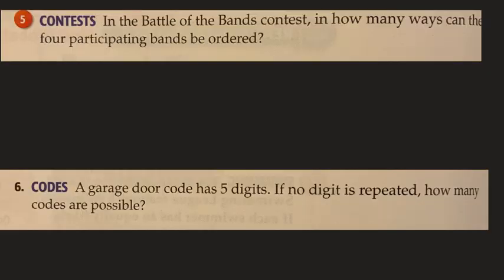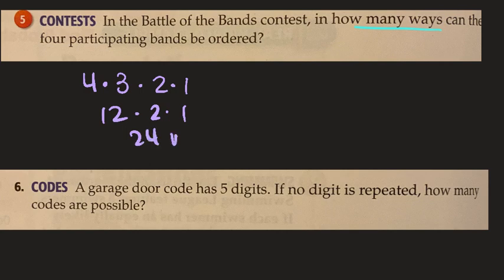All right, let's try question 5. In a Battle of the Bands contest, in how many ways can the 4 participating bands be ordered? This one is a how many ways, not a probability. Did you say 4 times 3 times 2 times 1, 12 times 2 times 1, 24 ways?